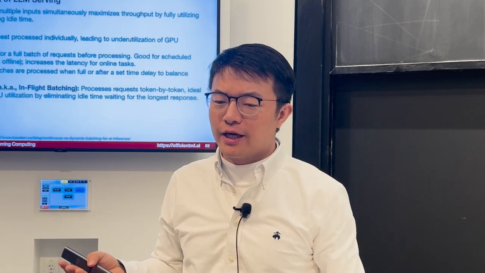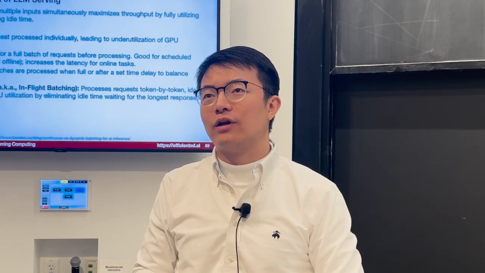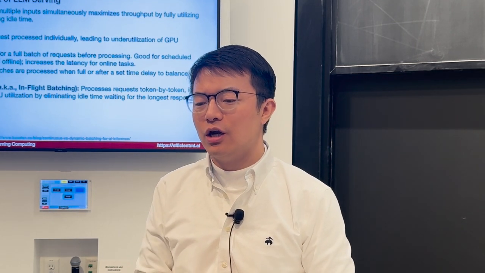Static batching is where we wait for a full batch of requests before we process them. This is pretty good for offline tasks, like scheduled tasks. You have like 10,000 images to label, take overnight, and then you can use static batching. But it will increase the latency for real-time tasks. You may have to wait for the batch to be full to process them. There's also dynamic batching, where the batches are processed either when the batch is full or a predefined time has arrived.